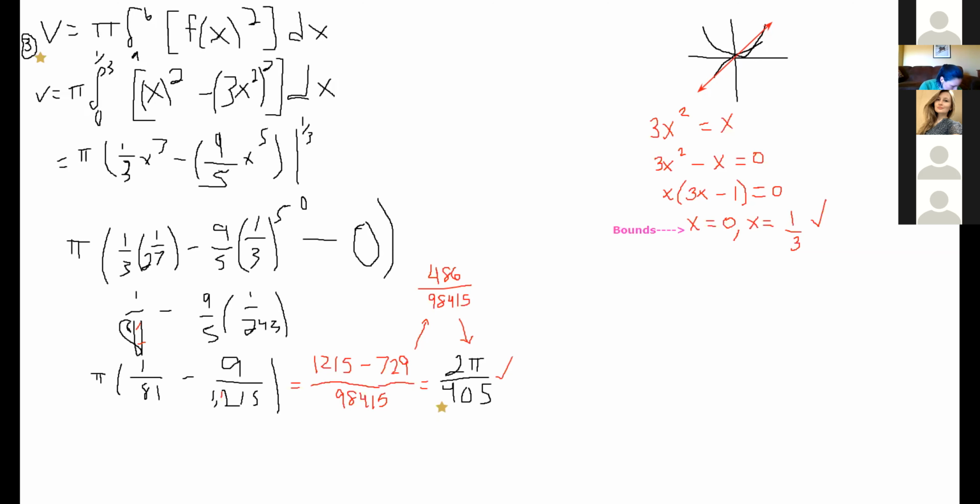All right. Anybody want to try number 4? I can try number 4. All right, go ahead. So what is it? It's f of x is equal to x minus x squared.